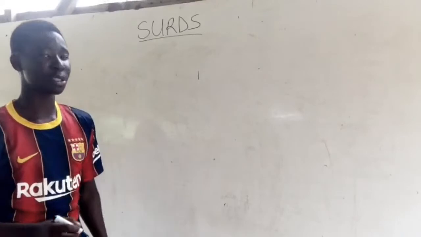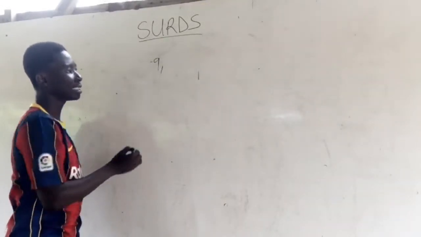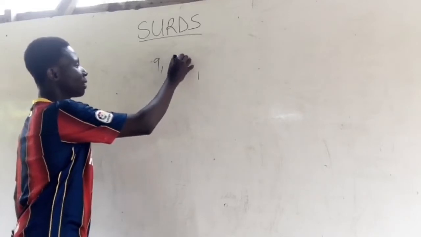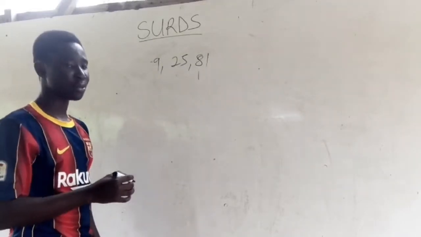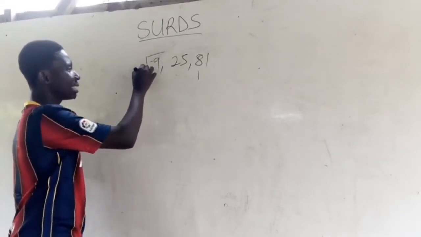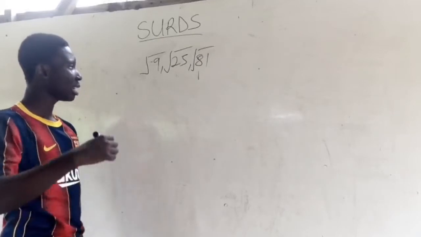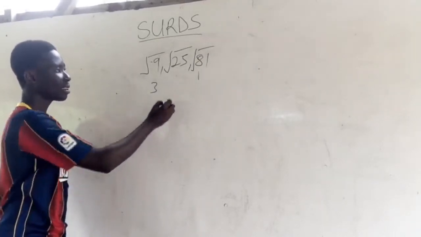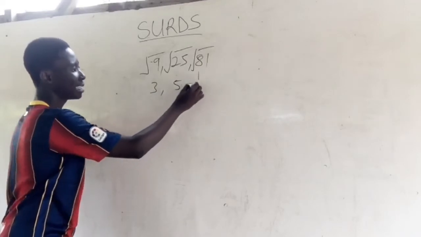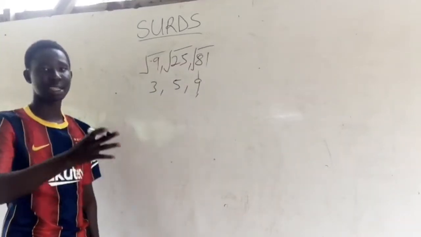So let's take the positive square root of these numbers: 9, 25, and 81. When we take the positive square root of 9, 25, and 81, we are going to get exact values like 3, 5, and 9. So these are numbers we call rational numbers.